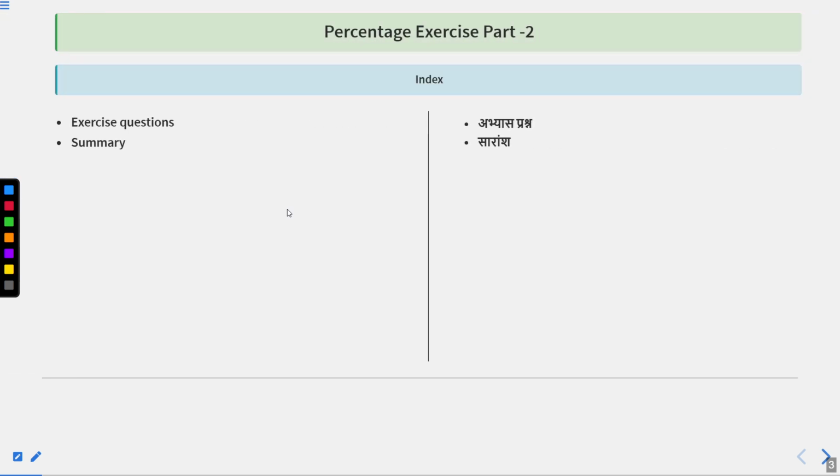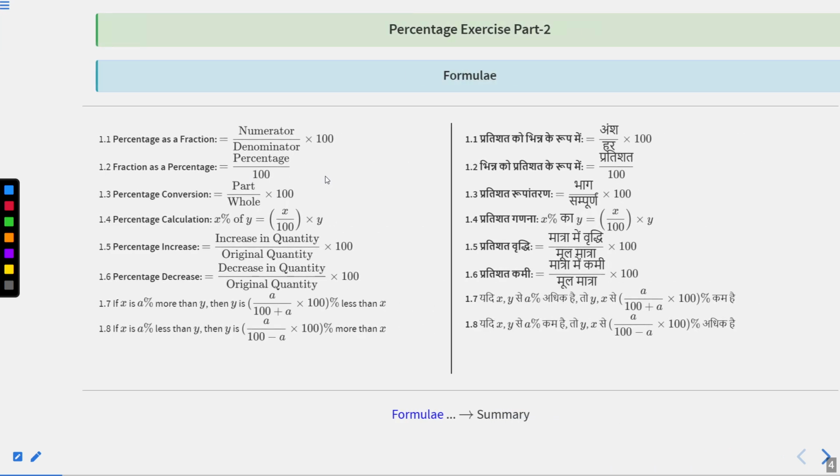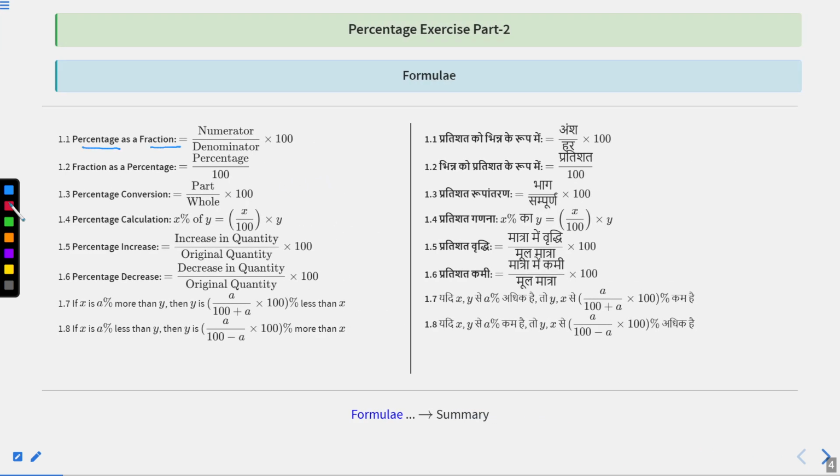Now the index is exercise questions and summary. First we will see some formulas. The first formula is percentage as a fraction: numerator upon denominator multiplied by 100 gives the percentage. Fraction as a percentage: percentage value upon 100 gives the fraction value.